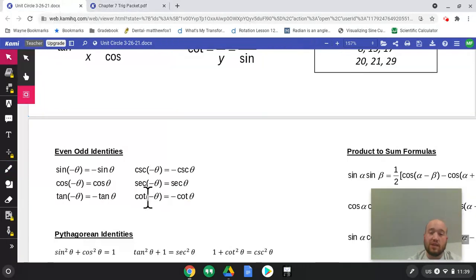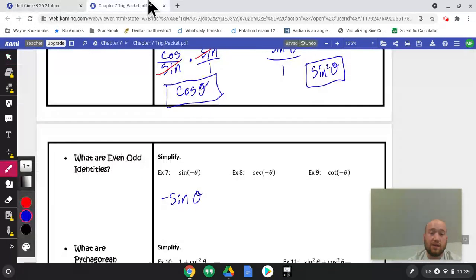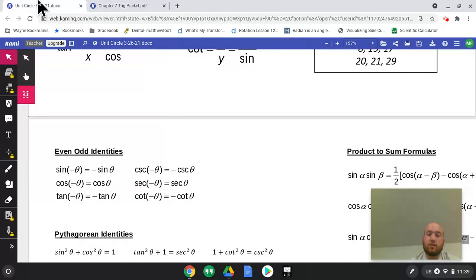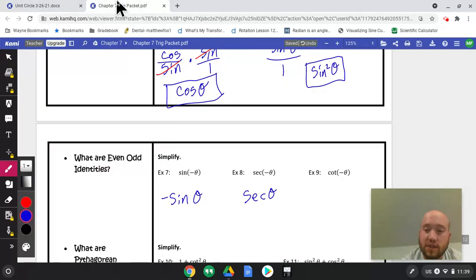Okay, so now secant of negative theta. If we look here, secant of negative theta is just secant theta. And our last one in this section, cotangent of negative theta. Cotangent does switch, so it'll be the opposite of cotangent of theta. So negative cotan of theta. Those are our three answers. Okay. And we're almost done.